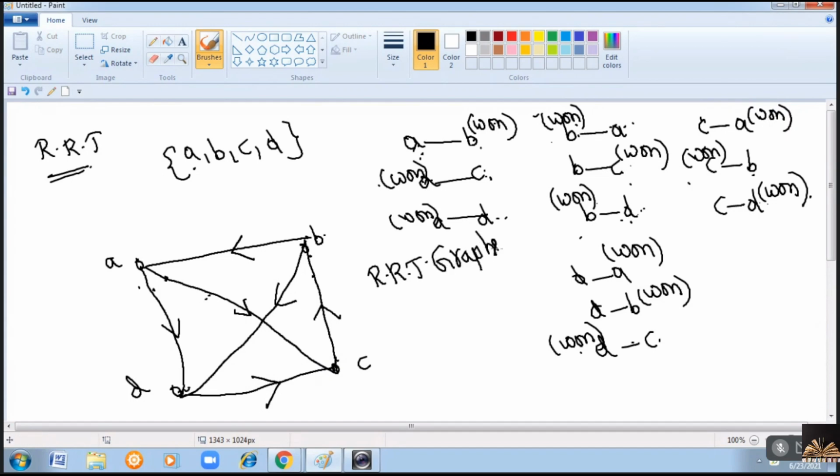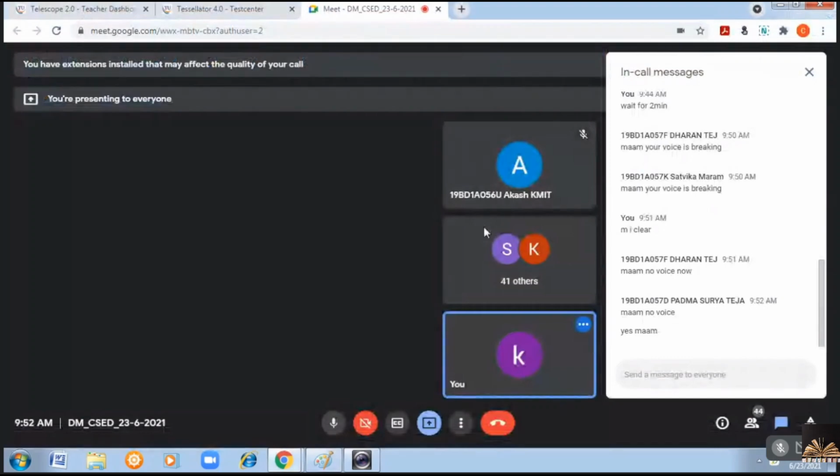When n number of teams are playing a game, if you want to represent which team won the game, you can represent it in the form of a round robin graph. Is it clear now? Now is it clear, ma?